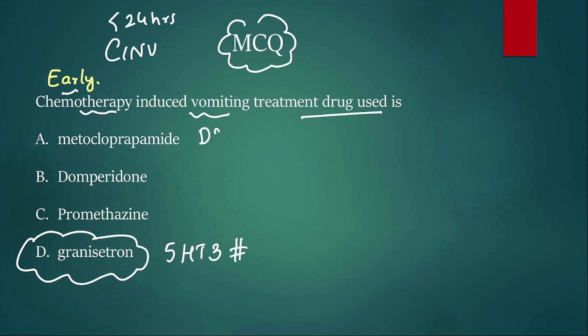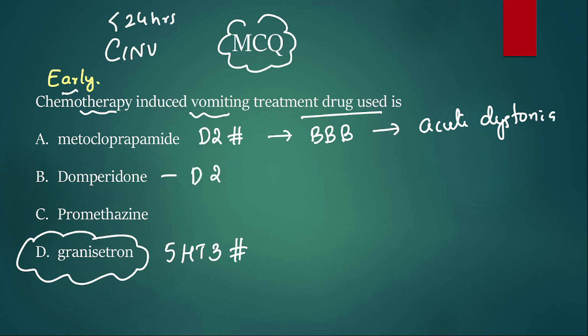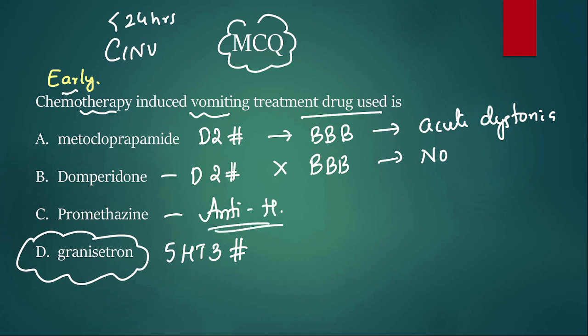Metoclopramide is a D2 blocker. It can cross the blood-brain barrier and can lead to acute dystonia or oculogyric crisis. Domperidone is also a D2 blocker. It doesn't cross the blood-brain barrier, so no chance of acute dystonia. Promethazine is an antihistamine which can be used to manage motion sickness.